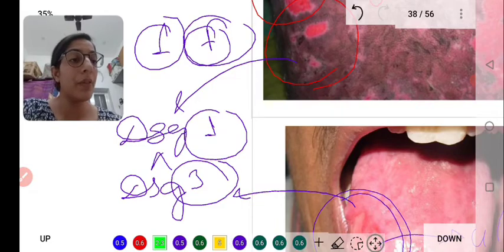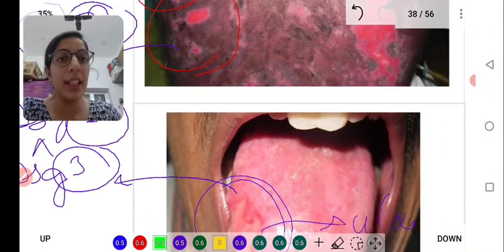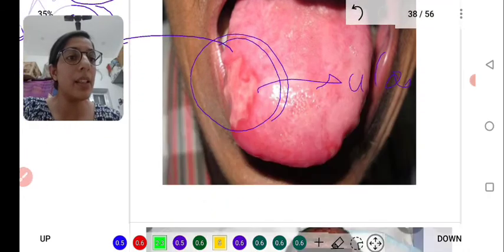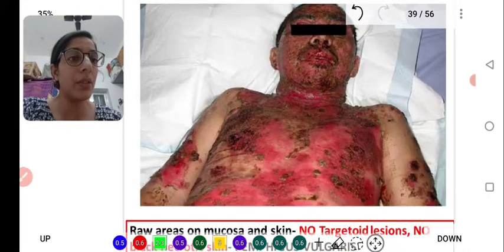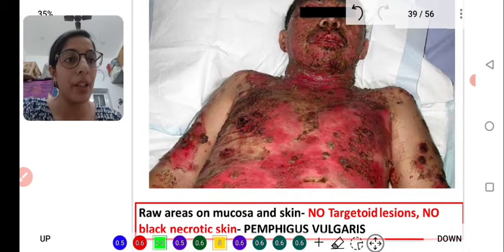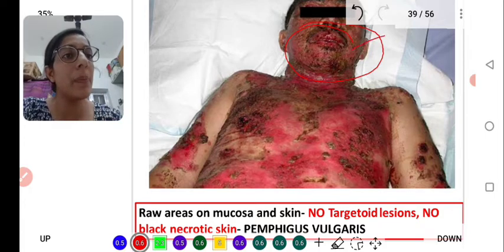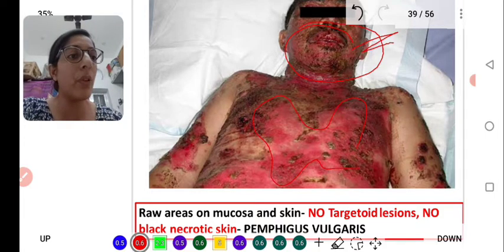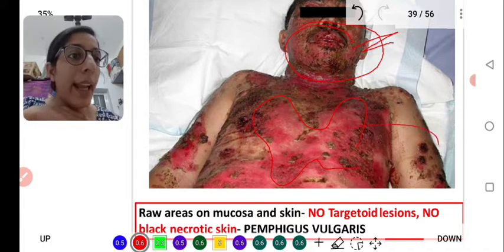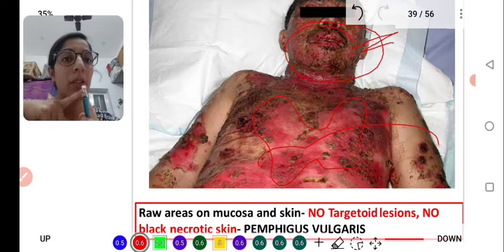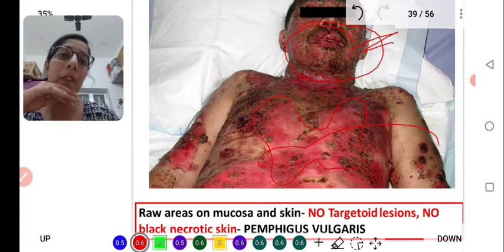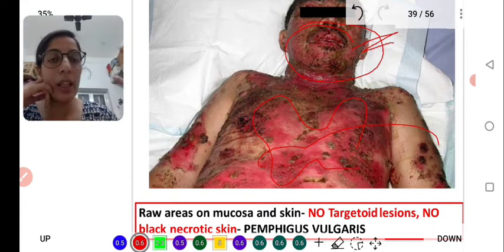So pemphigus foliaceus. Here this image is about pemphigus vulgaris. Look at this image. Lips, these are the mucosal area, no? The lips are involved, the skin is involved, no targetoid lesions, no. Here you can see there is no black necrotic area. You won't be able to see the necrosis. Okay, this is the skin with the peeling of the skin.